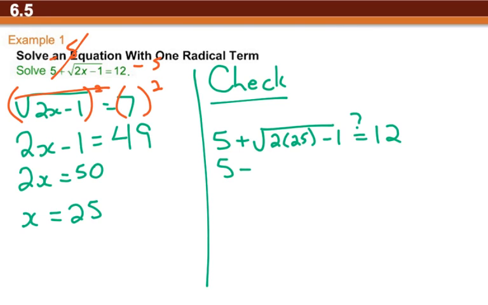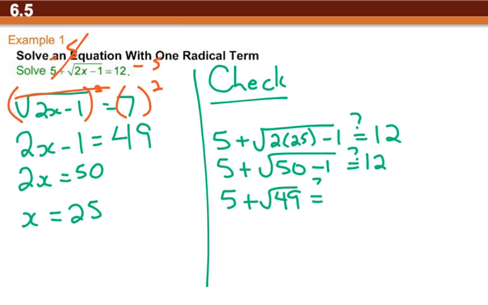So, step by step, 2 times 25 would give us 50. 50 minus 1 would give us 49. Square root of 49 would give us 7. And at this point we can see that the left side will work out to 12, which is the same as the right side. So 25 checks out, and it's a perfectly valid answer.